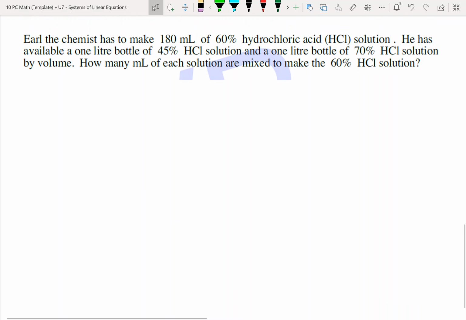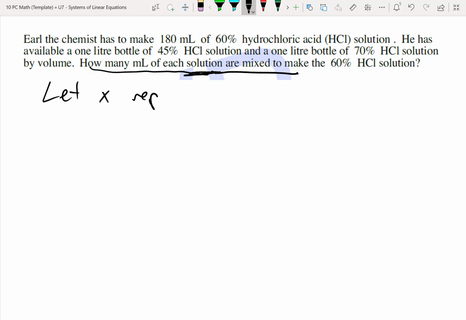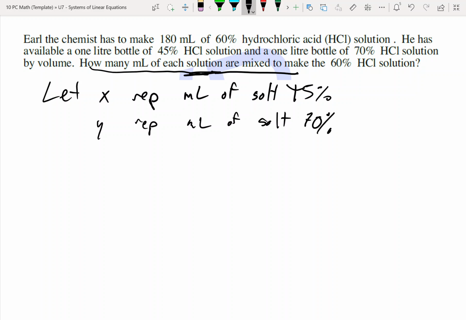Last one. Very similar to the percentage question again. This one's saying how many milliliters of each solution are mixed. So again, let X represent milliliters of solution 1. And let's call the two solutions, one was 45% and one was 70%. So let's call that one the 45%. And then Y will represent milliliters of solution 70%. Okay, so here it says we're going to make 180 milliliters in total. So that means X plus Y equals 180. Again, easy because milliliters, milliliters, milliliters, no problem.